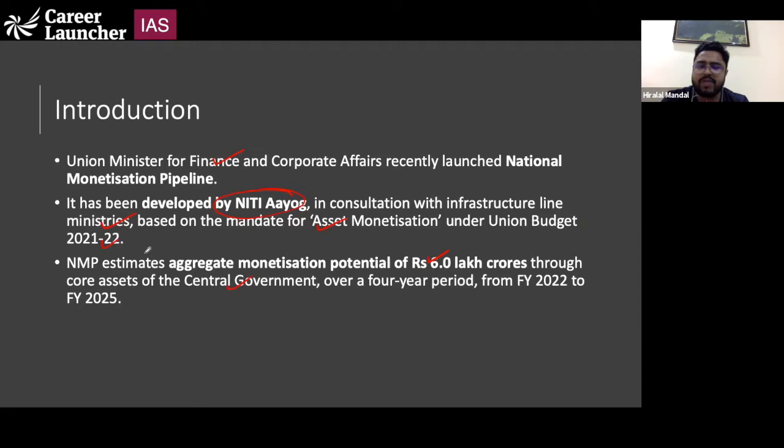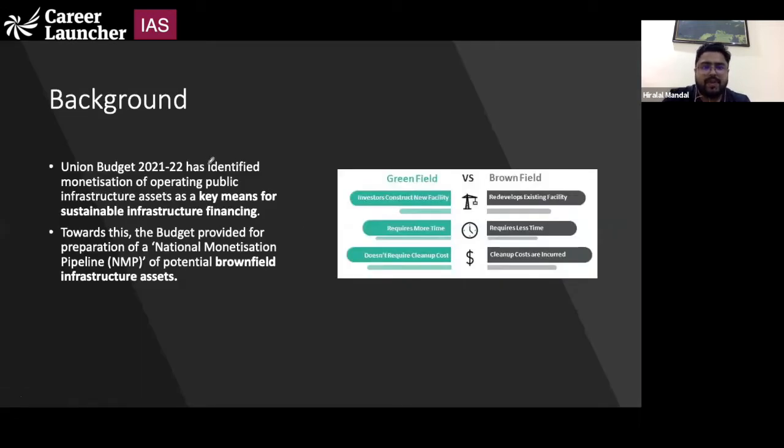If you look at the budget of this year, this program has been suggested under the Union Budget 2021-22. The NMP estimates an aggregate monetization potential of 6 lakh crore through core assets of the central government over a period of financial year 2022 to 2025. The budget has identified monetization of operating public infrastructure assets as a key means for sustainable infrastructure financing. And for that, the National Monetization Pipeline has been visualized for brownfield infrastructure assets.